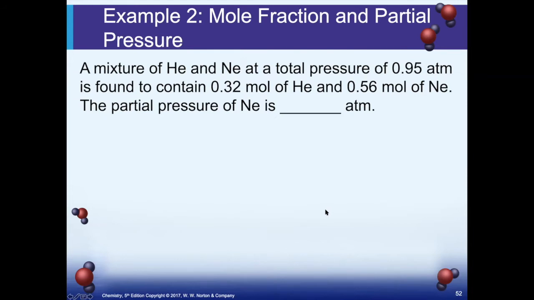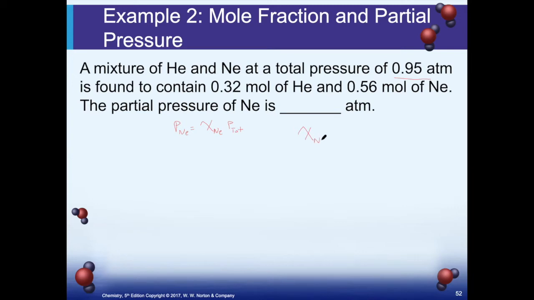So here's another example where we use the mole fraction in a Dalton's law kind of application. It says a mixture of helium and neon at a total pressure of 0.95 atmosphere is found to contain 0.32 moles of helium and 0.56 moles of neon. It asks for the partial pressure of the neon, okay? The equation you want to write down first is that the partial pressure of neon is equal to the mole fraction of the neon times the total pressure. I'm given the total pressure is 0.95, so what I need to find is the mole fraction of neon.